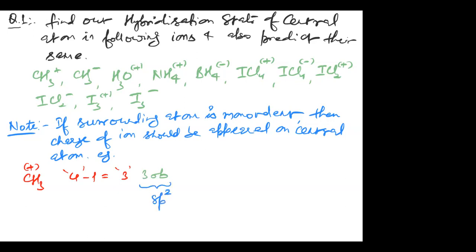In sp2, the geometry is going to be trigonal planar geometry, in which the central atom carbon is found to be sp2 hybridized, and it is forming 3 bonds with hydrogens here. And overall, this carbon has a positive charge. So it is CH3 plus, and it has trigonal planar geometry.